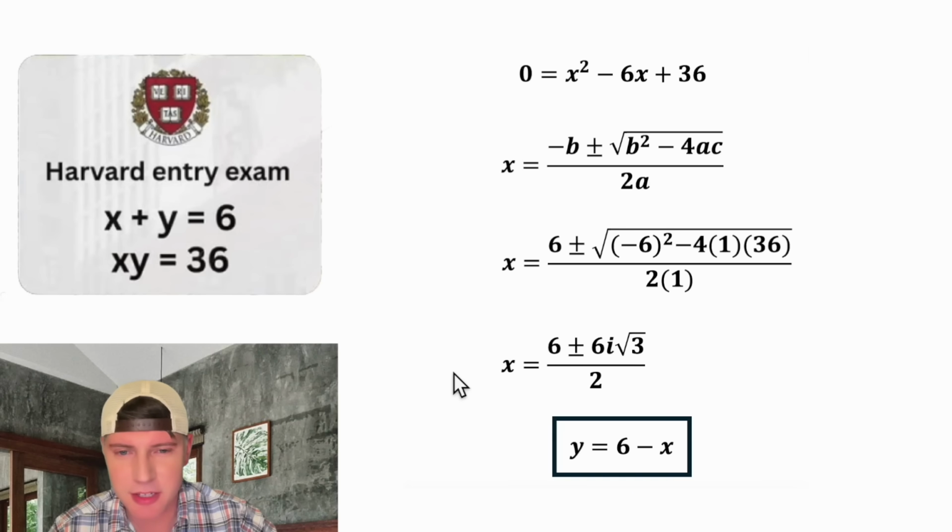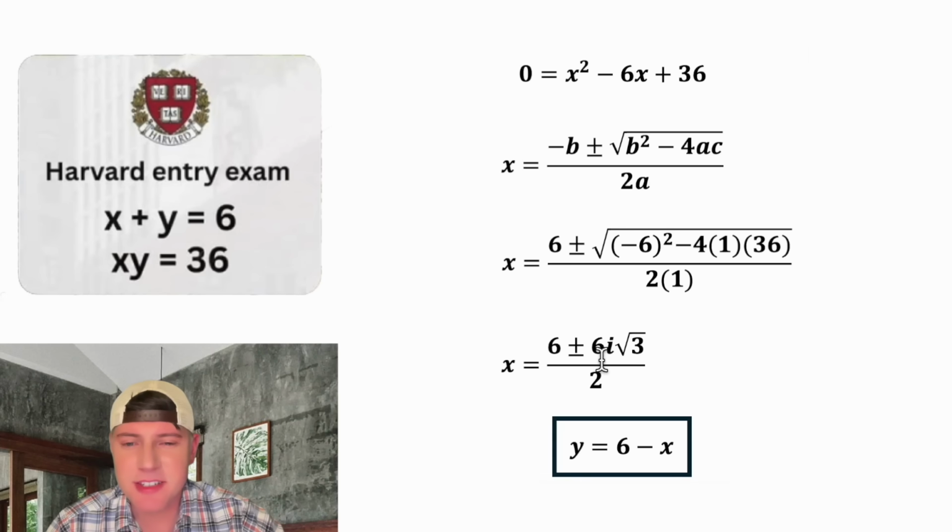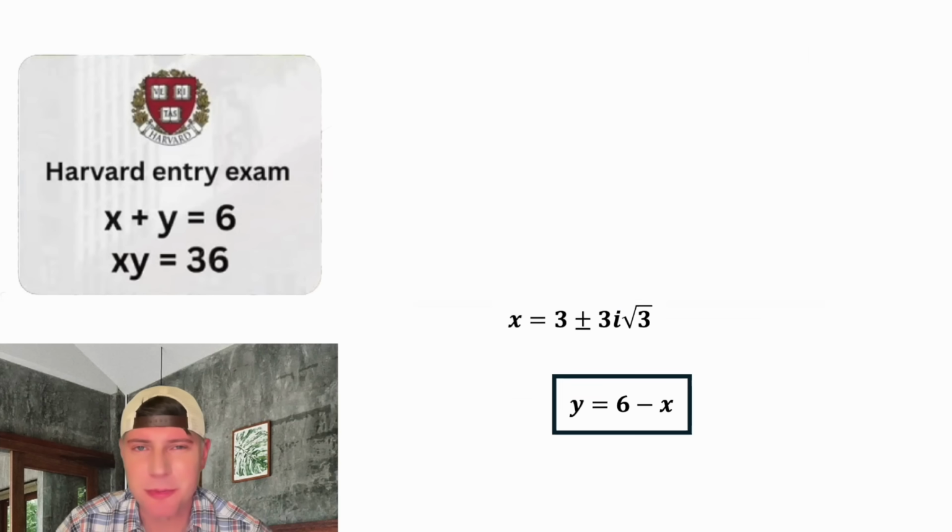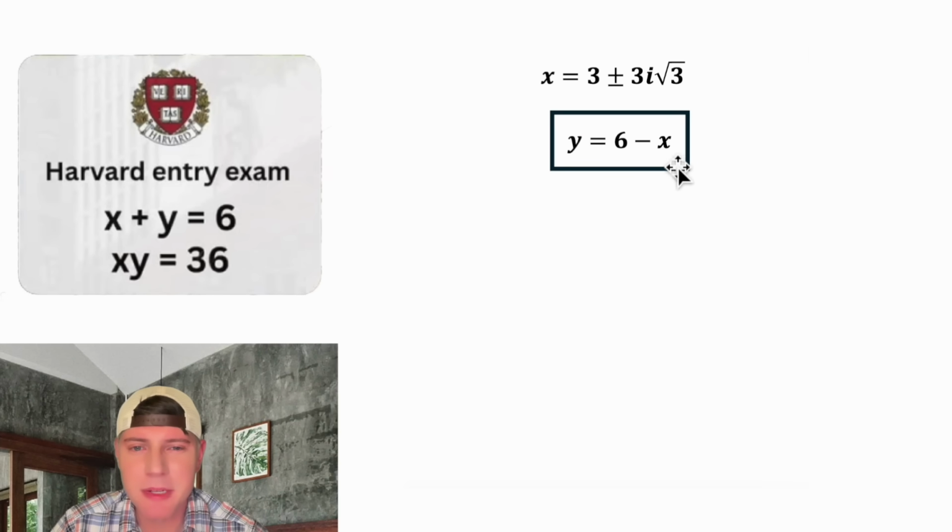Let's smush everything together. Each of these 6s can be divided by 2 to give us 3 plus or minus 3i root 3. And these are the two possible values for x. We can plug them into this equation to find out y. Does that make sense, y?